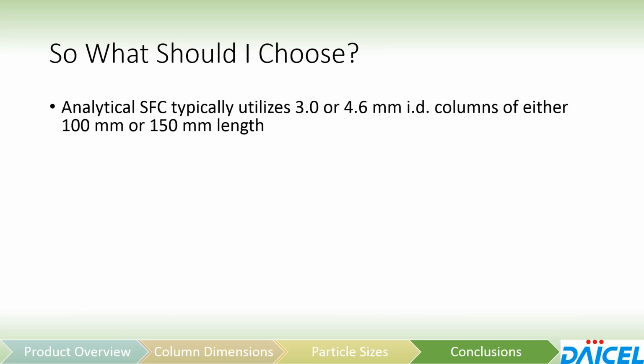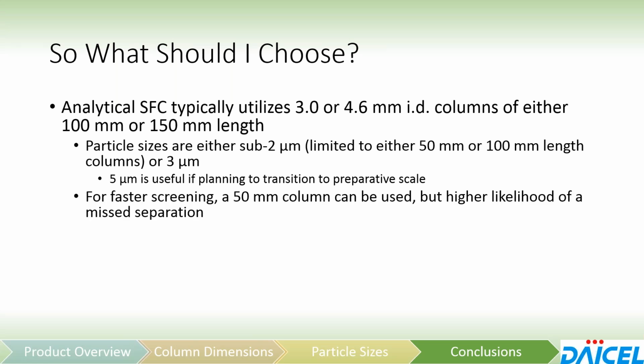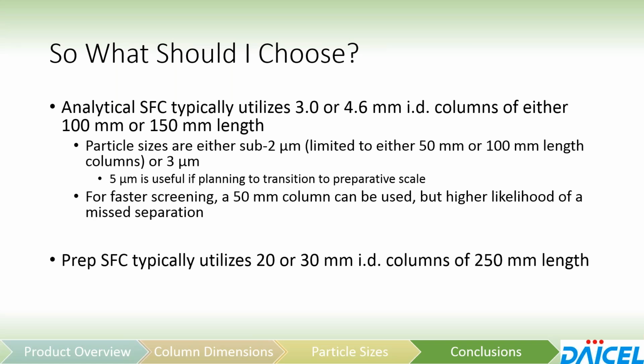For analytical SFC, typically you're utilizing either a 3 or a 4.6 millimeter ID column of either 100 millimeter or 150 millimeter length. Again, that doesn't mean that you can't use a 250, but generally speaking, most people are screening, especially with 100 or 150 millimeter length. Particle sizes are the same, either sub 2 micron or 3 micron, and 5 micron if you're planning on doing any preparative scale work. For faster screening, you can, again, get away with a 50 millimeter length, but you might miss a separation possibly.